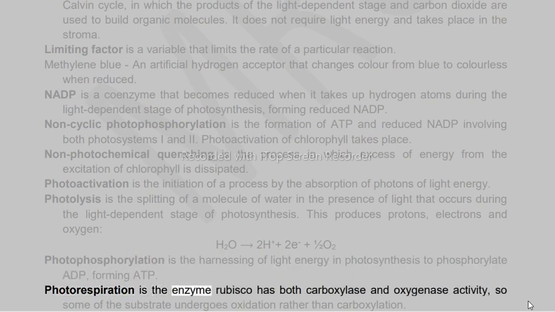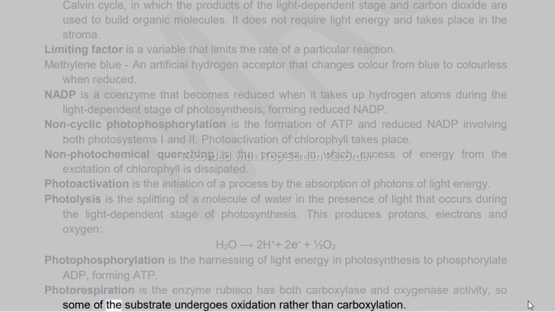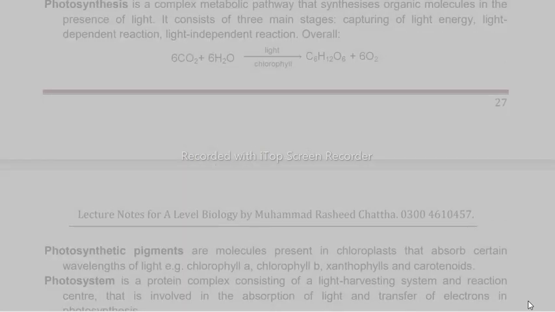Photorespiration is when the enzyme Rubisco has both carboxylase and oxidase activity, so some of the substrate undergoes oxidation rather than carboxylation. Photosynthesis is a complex metabolic pathway that synthesizes organic molecules in the presence of light. It has three main stages: capturing of light, light-dependent reaction, and light-independent reaction.